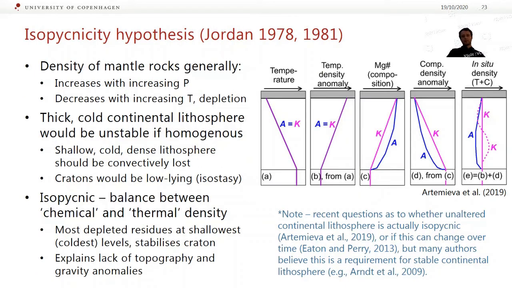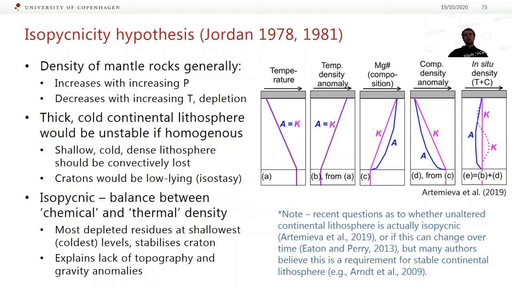Just a brief aside to talk about the isopycnicity hypothesis, and this is put forward by Jordan. In general, the density of mantle rocks increases with increasing pressure. It decreases with increasing temperature because of thermal expansion, and it also decreases with depletion. So if you imagine that you had thick continental lithosphere, but it was the same composition as the convecting mantle around it, this would actually be unstable. Because it's thicker, and because you have a thicker conductive layer, the temperature would be lower at a given depth, so it should be denser, and that should convect away.